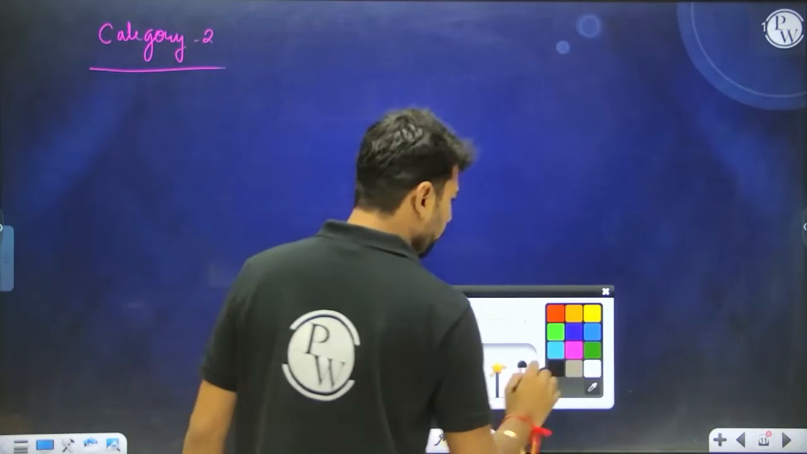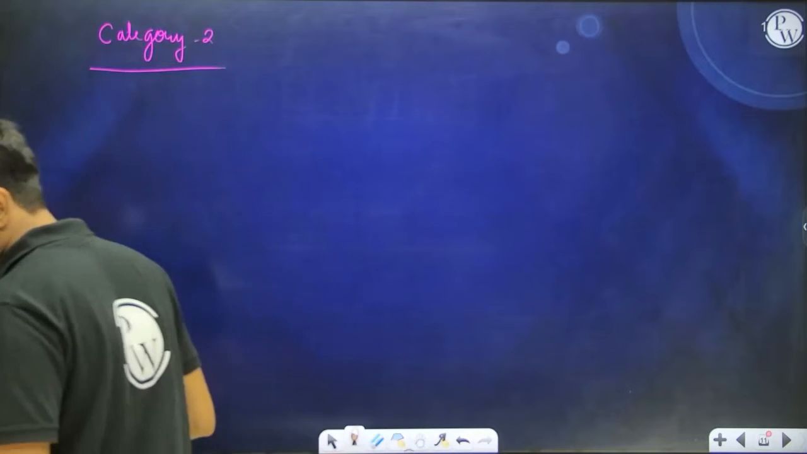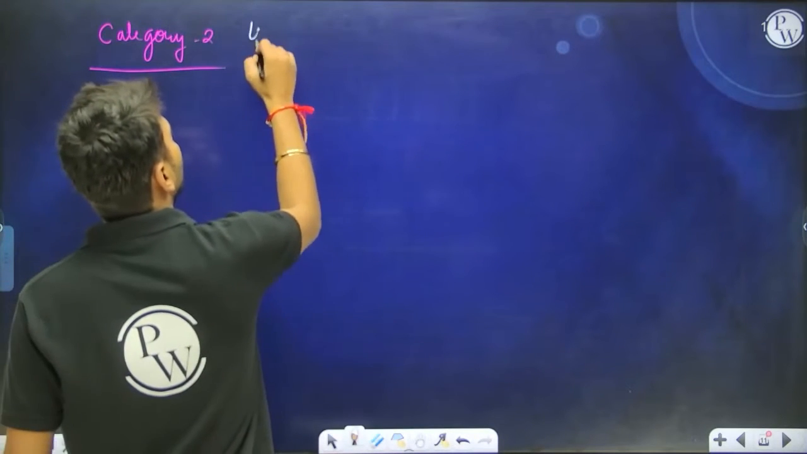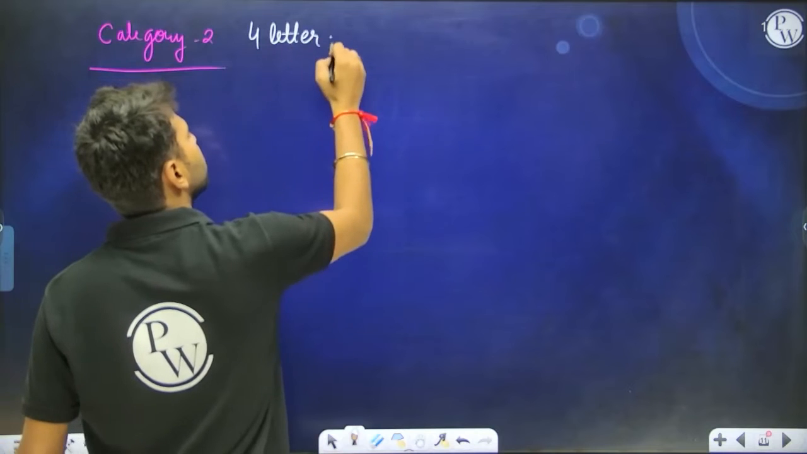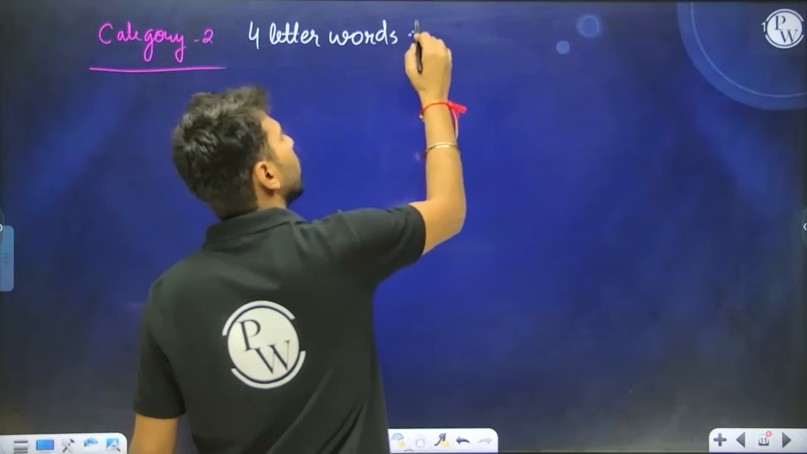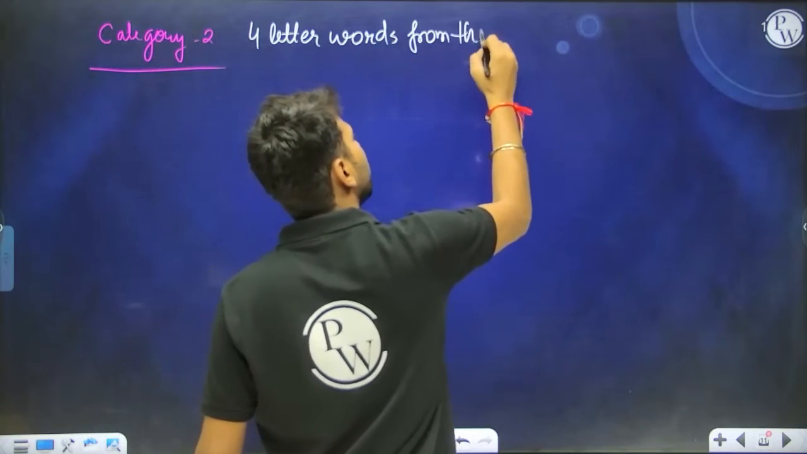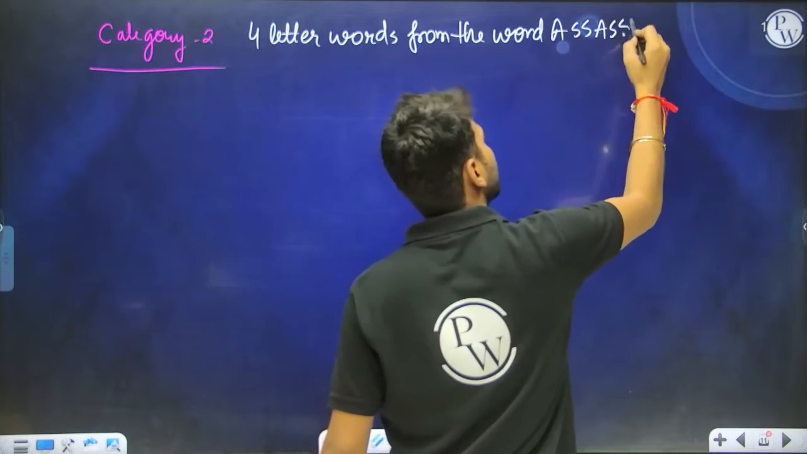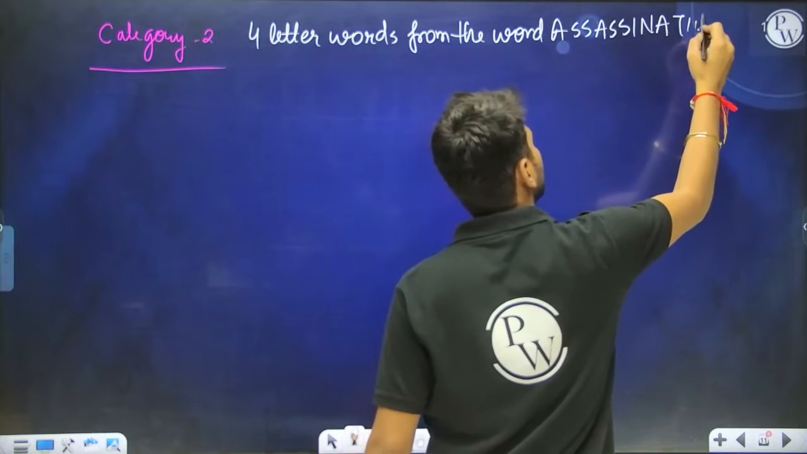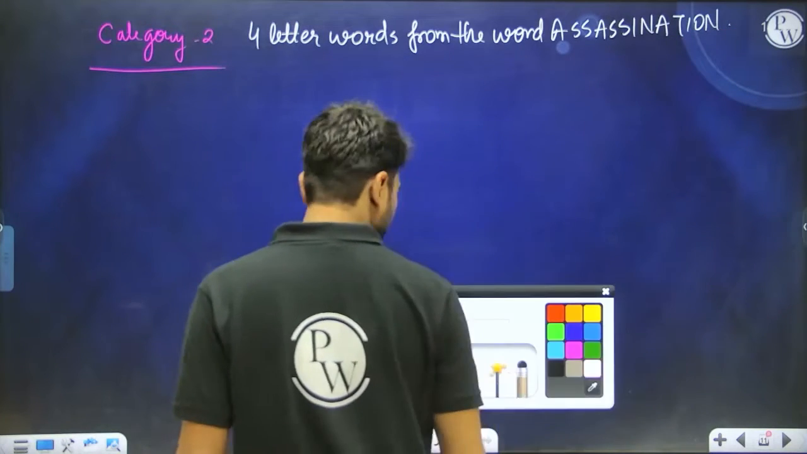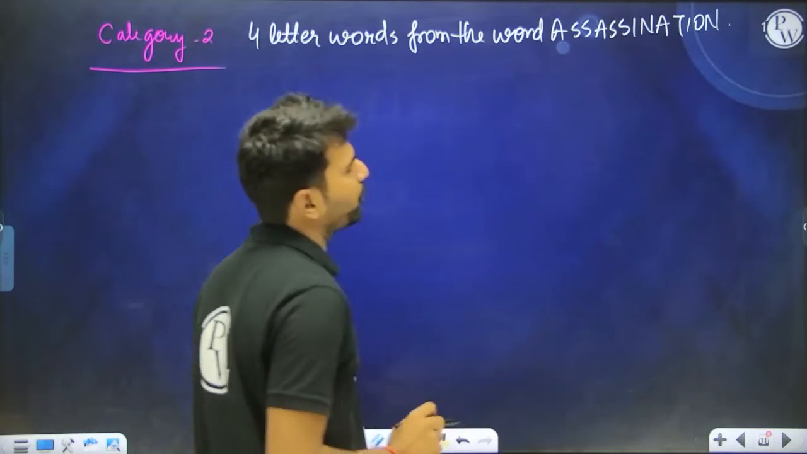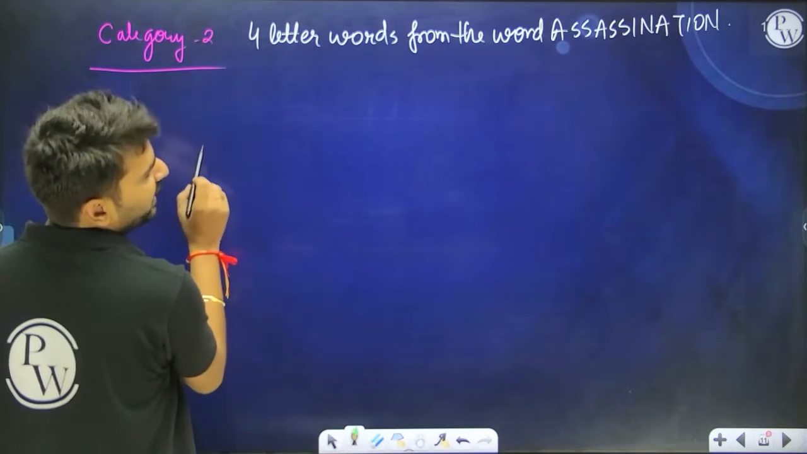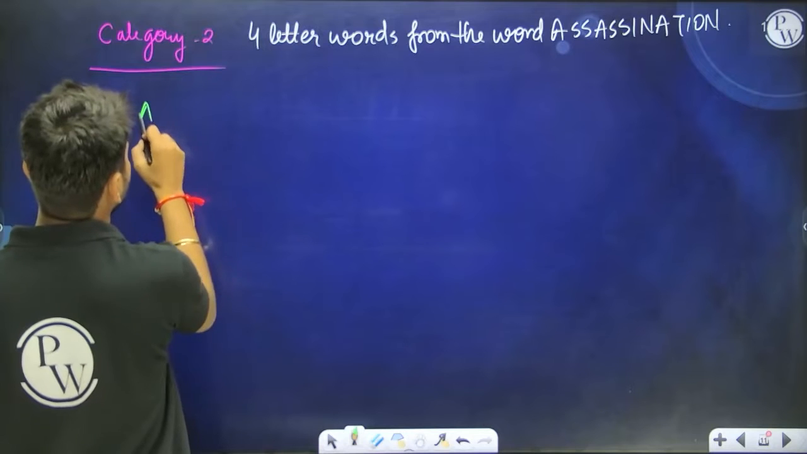Okay, yes, 4-letter words from the word assassination. Okay, so over here not all the letters are to be used. So what we're going to do is we're going to use case formation over here. So first let me write down how many A's are there. So 3 A's are there.